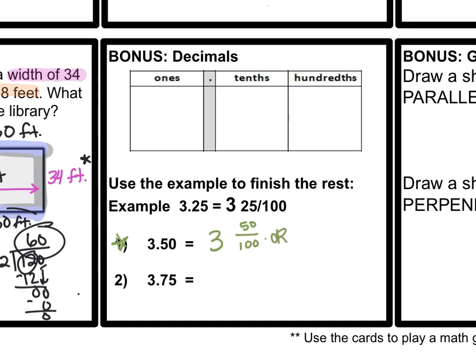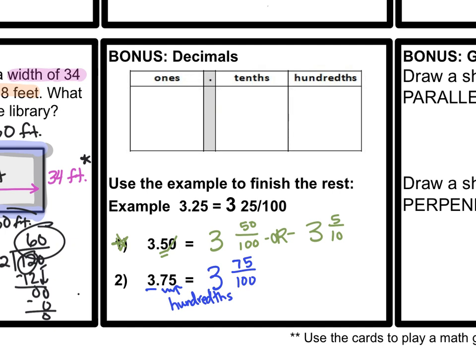Another one here could be 3 and 5 tenths, okay? And that's because there's a 5 in the tenths place and nothing in the hundredths. So either one is correct. And last but not least, you have 3 and then 75 hundredths. The reason I know that's hundredths is because that 5 is in the hundredths place value, okay? So I have 3 and, oops, not 25, 75 hundredths, and that's all you had to do.